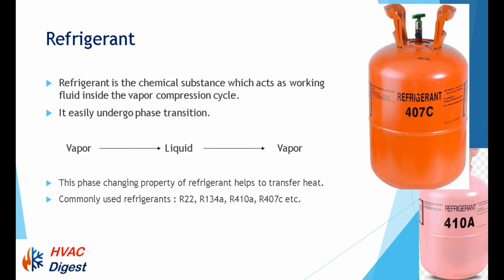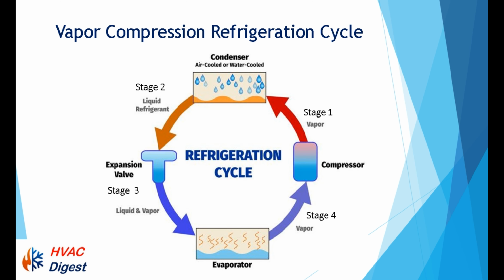Some of the commonly used refrigerants are R22, R134A, R410A, R407C. But due to the ozone depletion nature of R22, its production is not recommended and it is replaced with eco-friendly refrigerant. Finally, we're here to see how the vapor compression refrigeration cycle works.